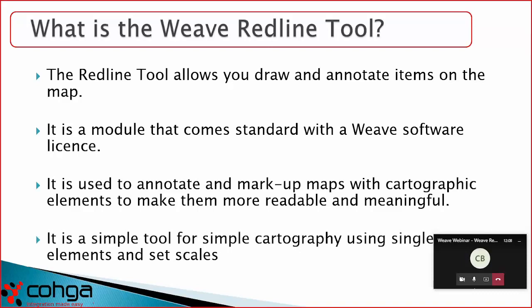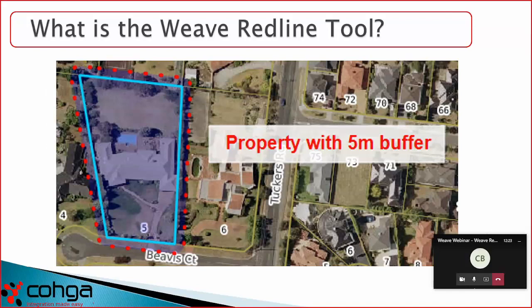Note that the Redline tool does simple cartographic operations. It's not a full-blown map-making tool. Rather, it aims to provide a simple way for users to mark up their maps without the need to have a desktop mapping solution. And this is an example. I just threw this together as an example to show you that you can add different elements to make your map a bit more readable. But as I say, it's not a full GIS editing suite, nor is it intended to replace them.